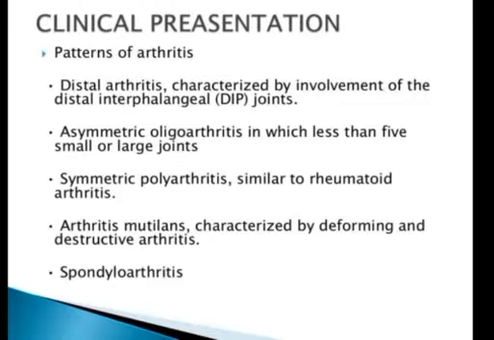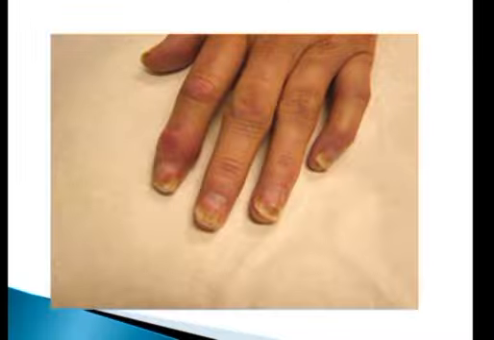Clinical presentation. Patterns of arthritis: distal arthritis, characterized by involvement of the distal interphalangeal joints; asymmetric oligoarthritis in which fewer than 5 small or large joints are involved; symmetric polyarthritis similar to rheumatoid arthritis; arthritis mutilans, characterized by deforming and destructive arthritis; spondyloarthritis. This is the arthritis.